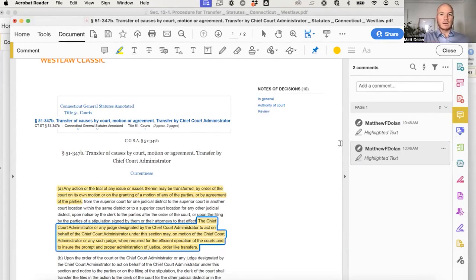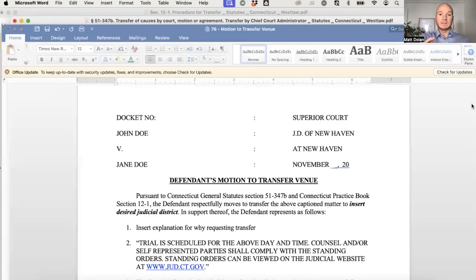So basically, the court can order transfers of jurisdiction when required for the efficient operation of the courts, and also to ensure the prompt and proper administration of justice. And there's also case law that basically says that the courts have wide discretion in granting the transfer from one court to another. So some examples of when they might transfer is if maybe somebody filed their case in the wrong jurisdiction.